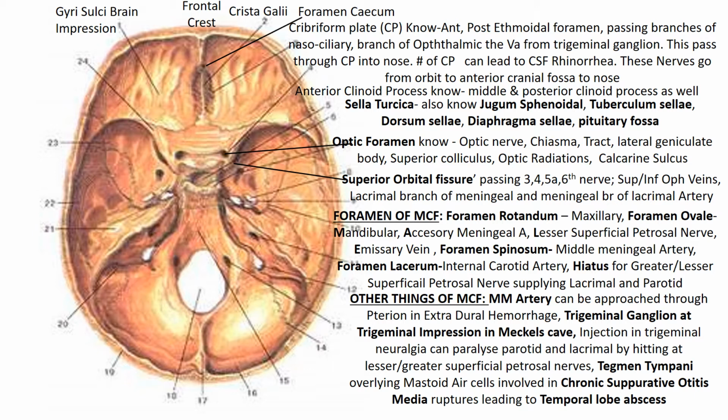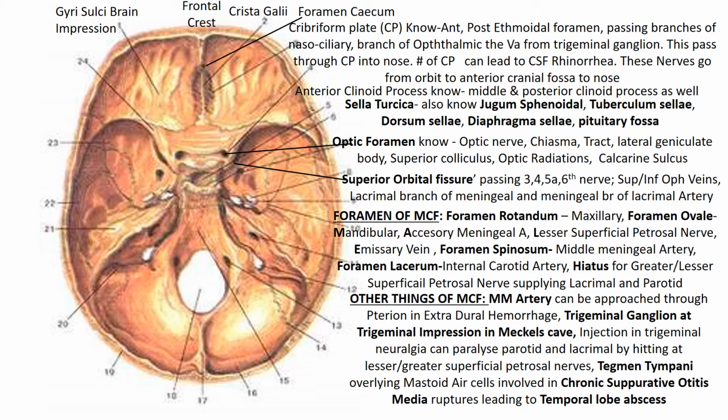Then, amongst the foramina of the middle cranial fossa, you have foramen rotundum, passing the maxillary nerve, the anteriormost. Then the foramen ovale, passing the mandibular nerve, the accessory meningeal artery, the lesser superficial petrosal nerve supplying the parotid, and an emissary vein. Then you have foramen spinosum, which passes the middle meningeal artery. Finally, you have foramen lacerum, through which the internal carotid artery enters.